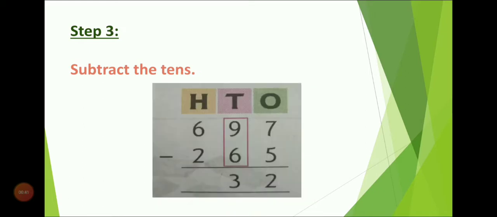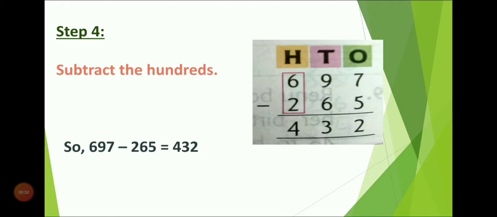Then, we will subtract the tens. It means we will subtract 6 tens from 9 tens. We will get 3 tens. We will write 3 under the tens column. Then, we will subtract the hundreds. It means we will subtract 200 from 600. We will get 400. We will write 4 under the hundreds column. So, it means 697 minus 265 is equal to 432.